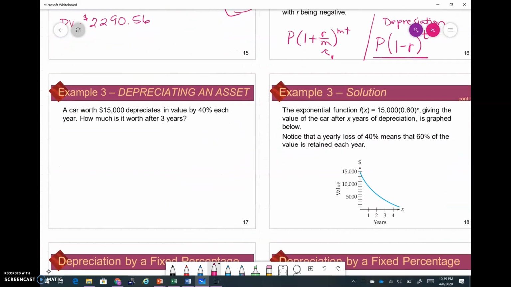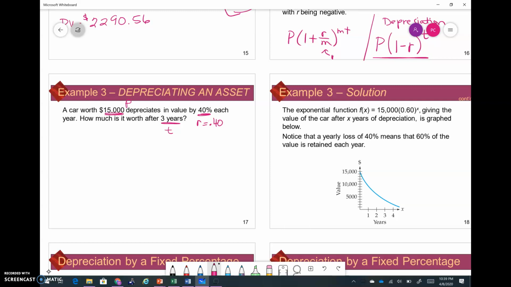So, a car is worth $15,000 and depreciates in value by 40% each year. How much is it worth after 3 years? All right, so that $15,000 is where we're starting. There's our principal. We're depreciating 40% each year. That means my R is equal to 0.4 and our T is 3.